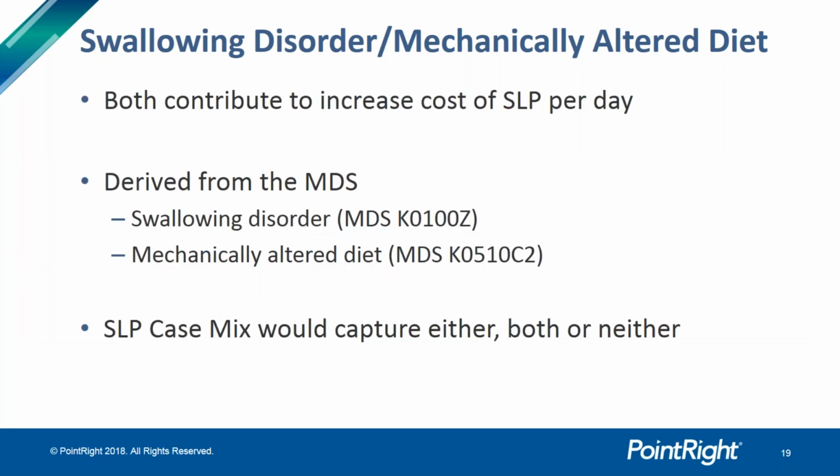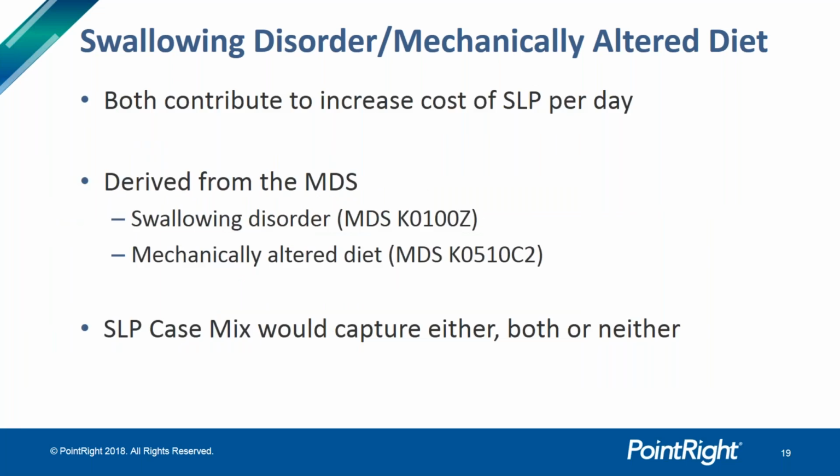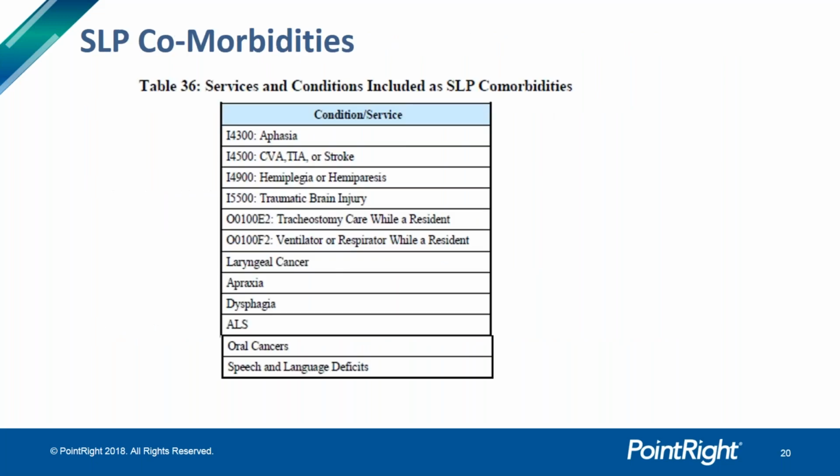A mechanically altered diet, again, under nutritional approaches, we'll have the opportunity to code a mechanically altered diet while a resident is in the SNF. So both of these are coming directly off of the coding of the MDS. And the case mix could capture the presence of both, the presence of neither, or either one. We talked about this concept of some comorbidities for speech, and so there are some conditions or services that are delivered that are considered to be increasing the likelihood or the need for speech, and they're taken into consideration when we're looking at the case mix element for that.